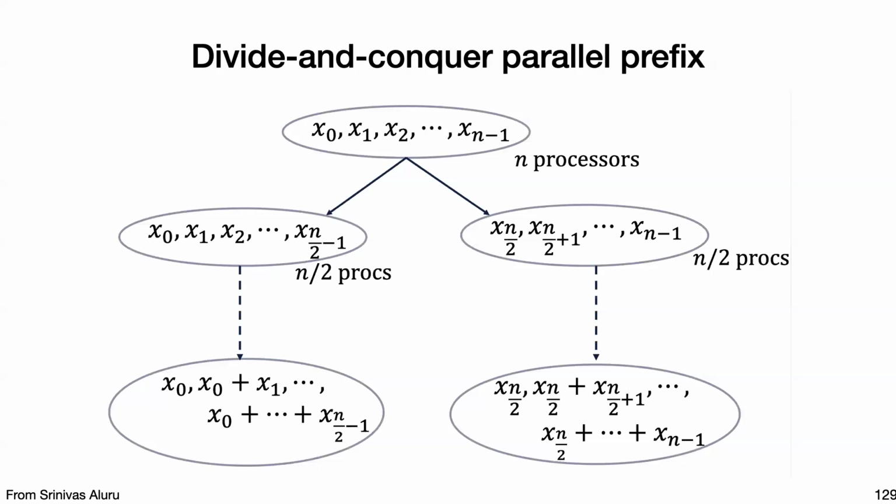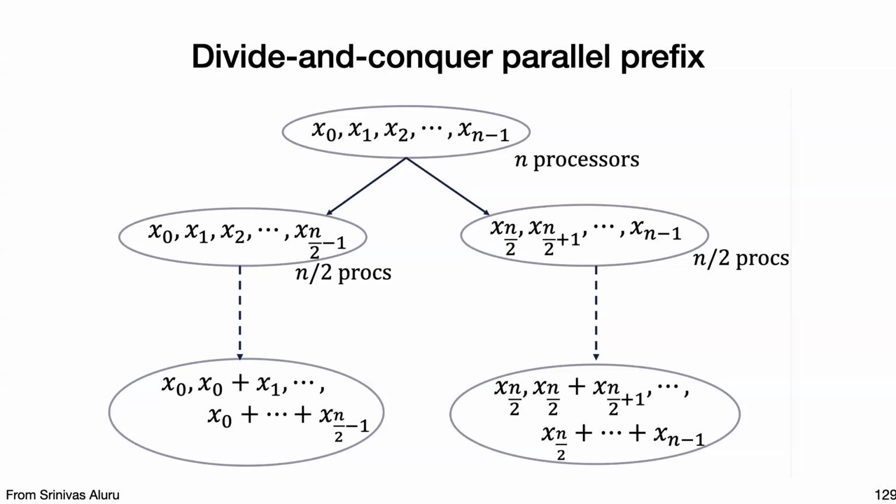So this is how it's going to go. We have n processors to begin with. Let's just start with p equals n. So we have n processors, we have n numbers, and we want to compute the parallel prefix of this array x sub 0 up to x sub n minus 1. In divide and conquer, we split this array of size n into 2 halves. This one is 0 up to n over 2 minus 1, and this is n over 2 up to n minus 1.